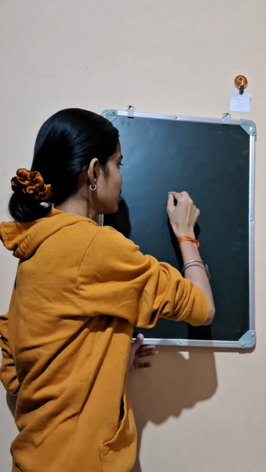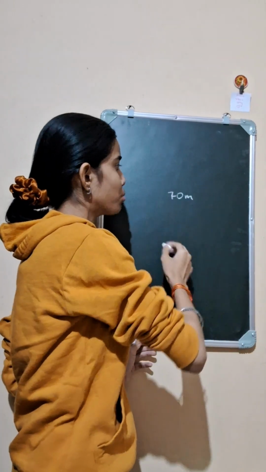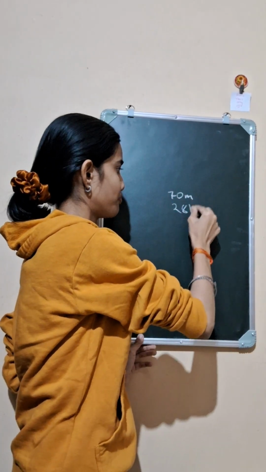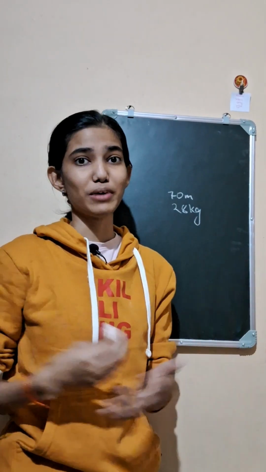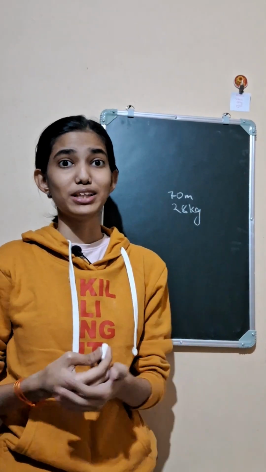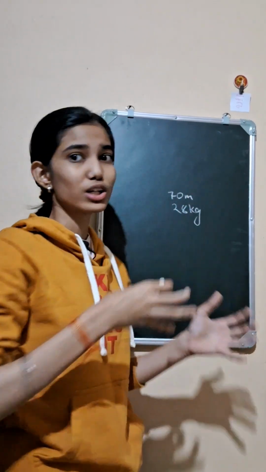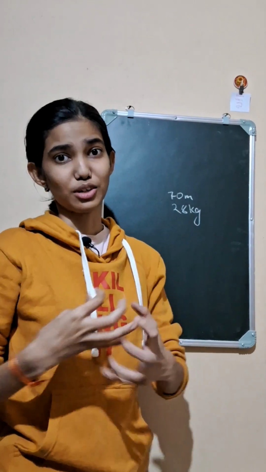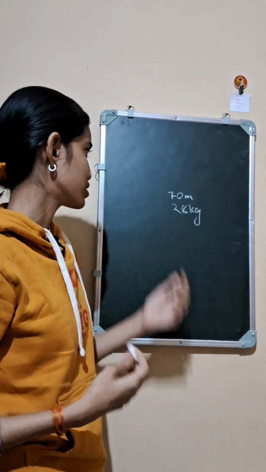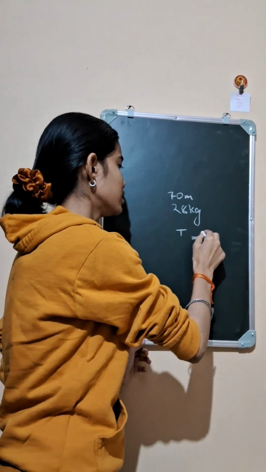What is this Foucault pendulum actually? It is 70 meters long and has a bob of 28 kg. You can imagine how long the pendulum might be. This is not a normal pendulum like in our labs. Due to this long length, in 2 pi under root L by g, this L is a very large quantity. So the time period of this pendulum was 17 seconds.